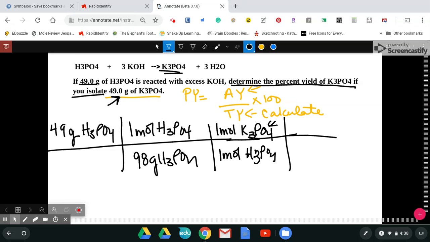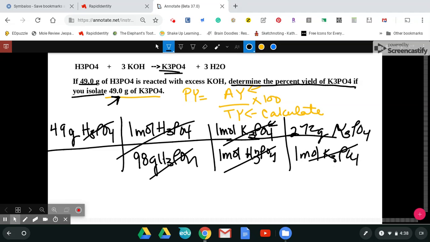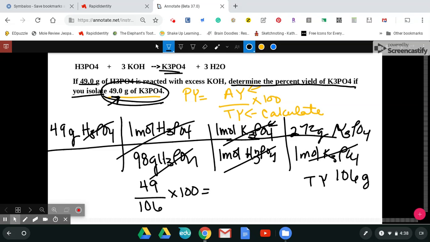Calculate your mass of this, which is 272 grams of K3PO4 per 1 mole of K3PO4. All of this cancels out, just like we've done in the past, and I should get a yield of 106 grams. So this is my theoretical yield. Now use 49, that is my actual yield, divided by my theoretical, my calculated, times 100, and I'm going to get roughly 46%.